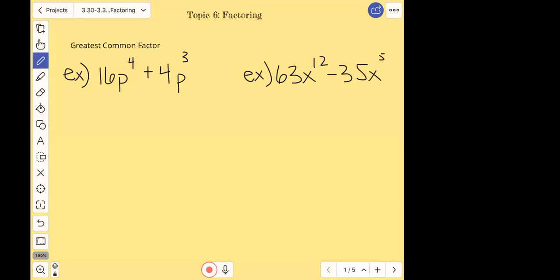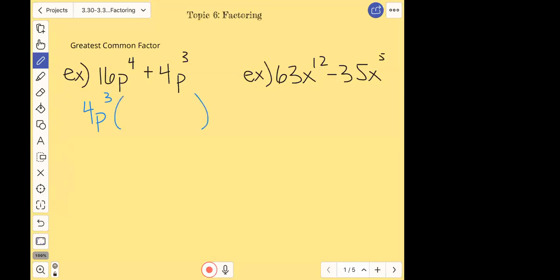All right, so let's take a look at these two examples here. They'll start off pretty simple, but the idea behind the greatest common factor is that it's the first thing you always want to look for when you're asked to factor anything, or even when you're asked to solve something and it's set to 0. So we want to look for the greatest common factor between 16 and 4, which is going to be 4. And then between p to the 4th and p cubed, which is just the smaller exponent, so p cubed. So 4p cubed is our GCF.